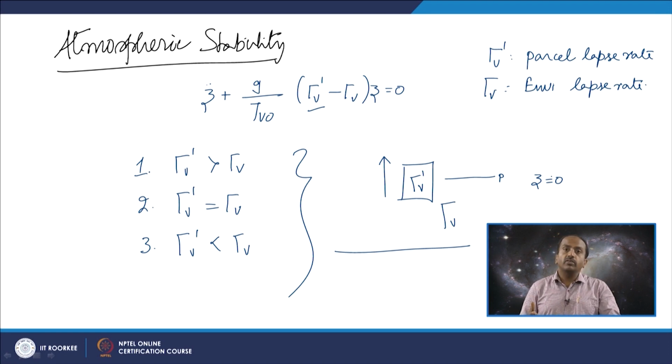And if this expansion is at the expense of the internal energy of the air parcel, then naturally the temperature of the air parcel will decrease, right. So if the air parcel's temperature is decreased, that means it is moving away from the equilibrium position, right. So this is the basic idea of stability.